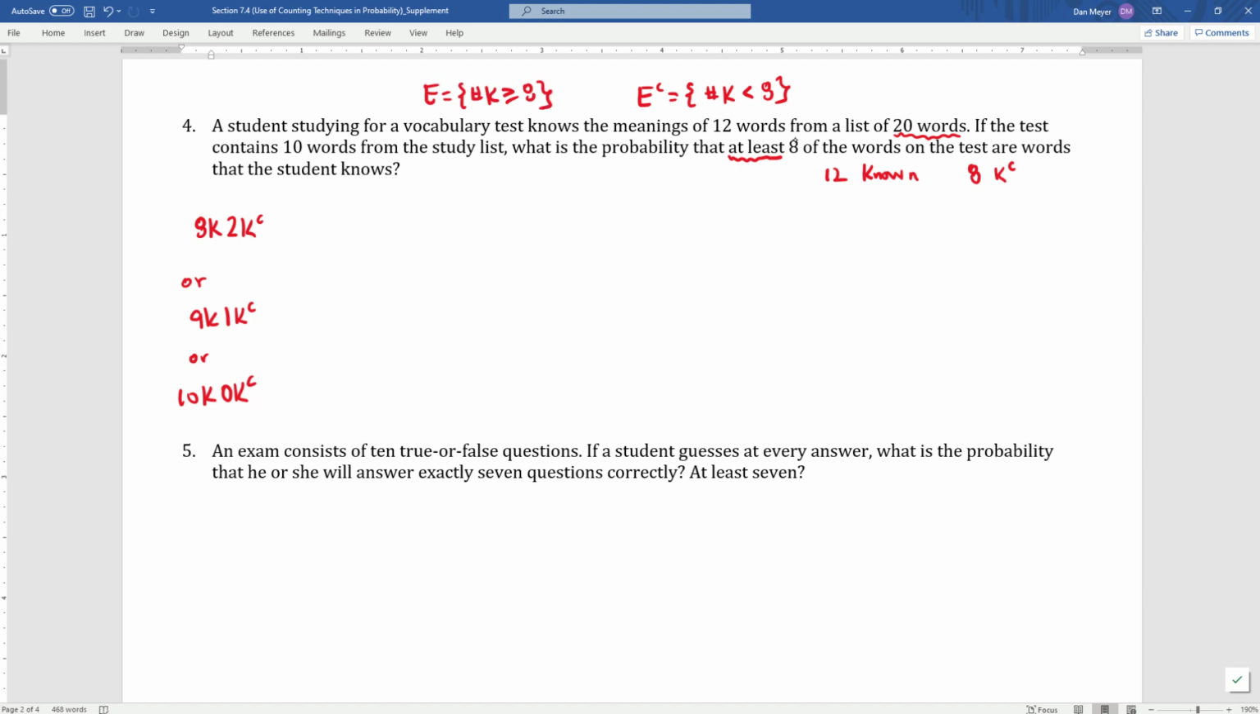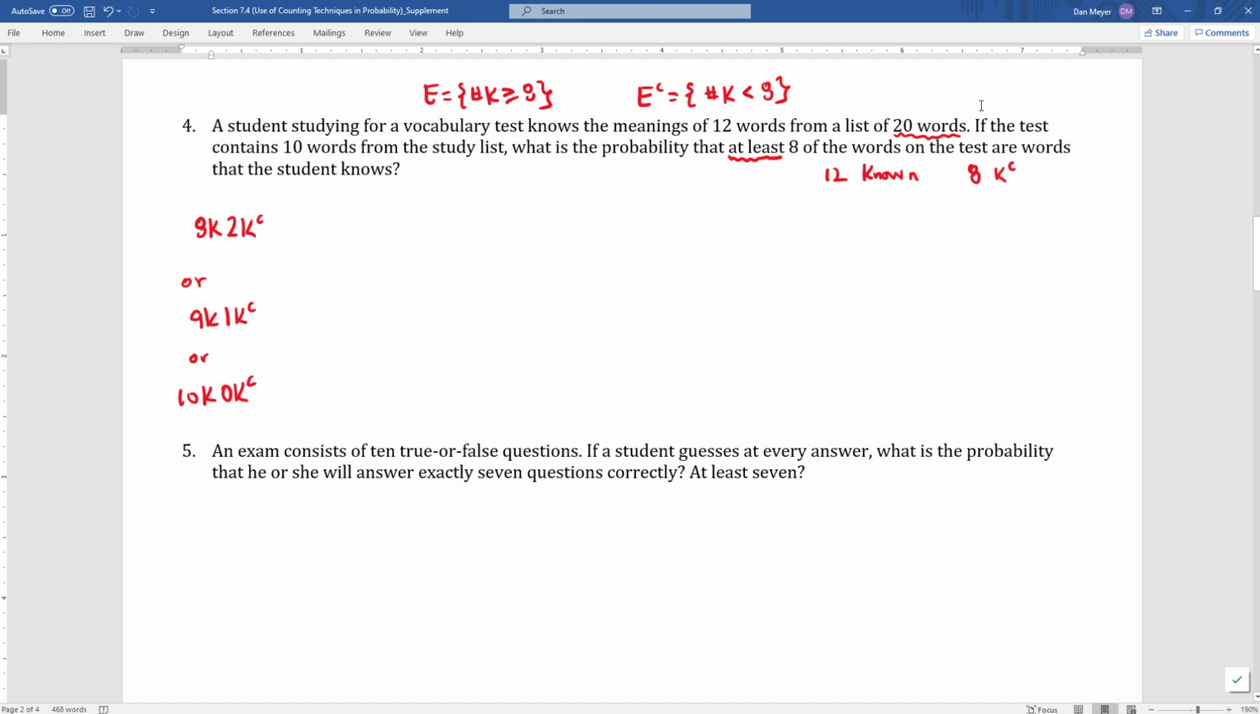And I think it's not too hard to see. Our complement event has 8 things in it actually. 0 known words, 1 known word, 2 known words, 3 known words, and so on, up to 7 known words. That's the complement event. So there are 8 cases in the complement event. So the complement event is going to be the more challenging one in this case. So we're going to go ahead and stick with our event. We're just going to find this directly.